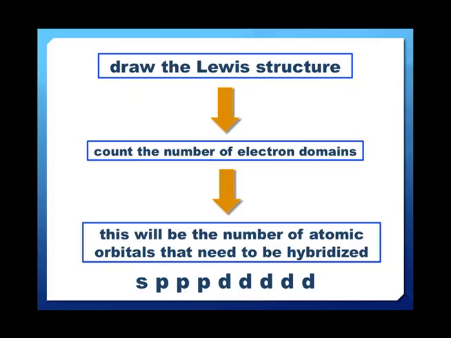To determine the hybridization of a central atom, we simply draw the Lewis structure of the molecule. Then we determine the number of electron domains around the central atom. This includes single bonds, double bonds, triple bonds, and lone pairs. From this number, we can know the number of atomic orbitals we have to combine to assign the specific hybridization and arrangement of the hybrid orbitals.